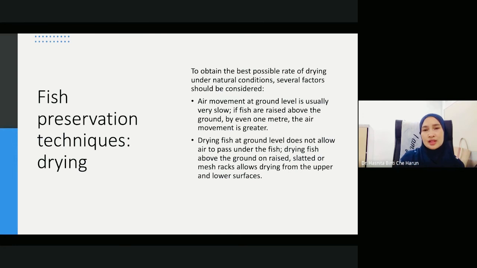So air movement at ground level is usually very slow. So if you raise the bed position of the fish above the ground, even by 1 meter, the air movement will be much greater. If you dry the fish at the ground level, this will limit the air movement under the fish.